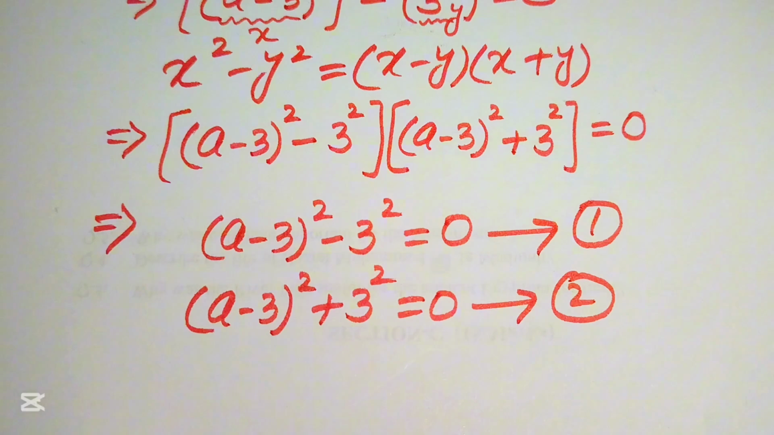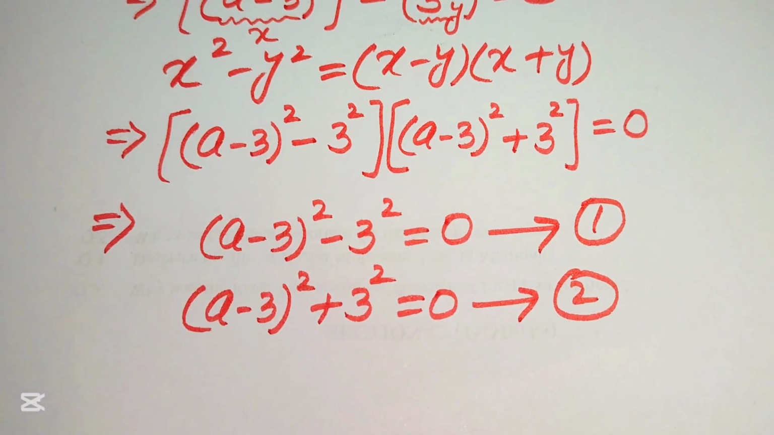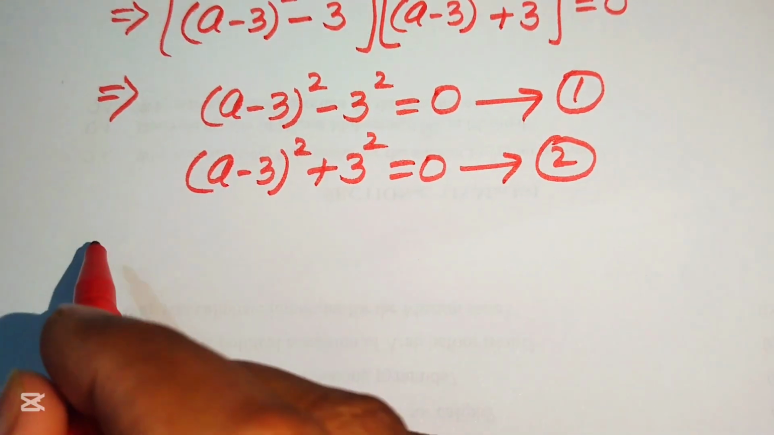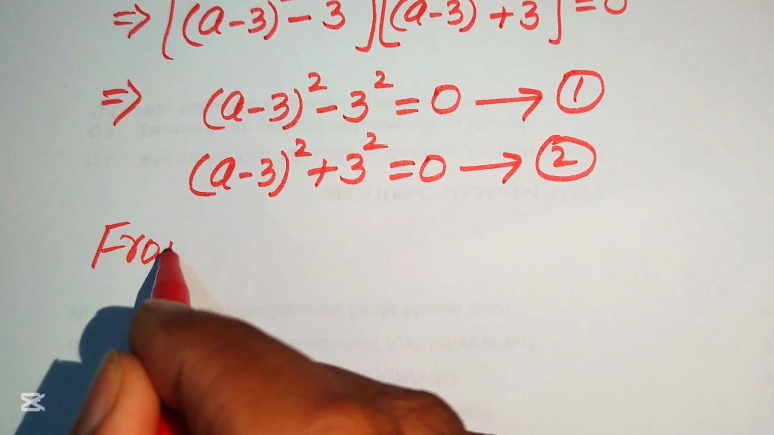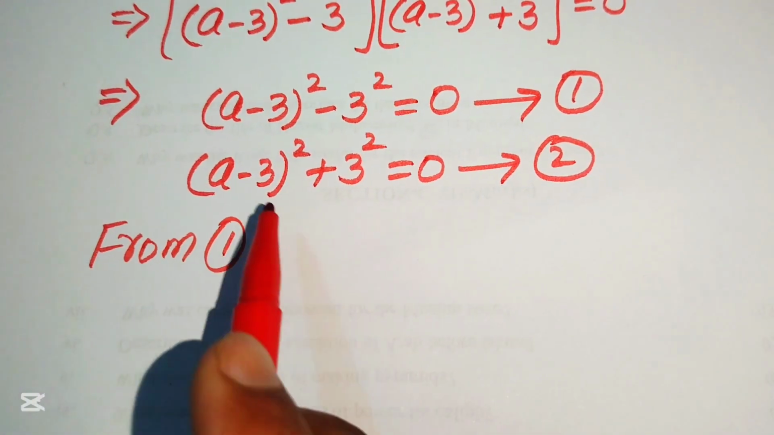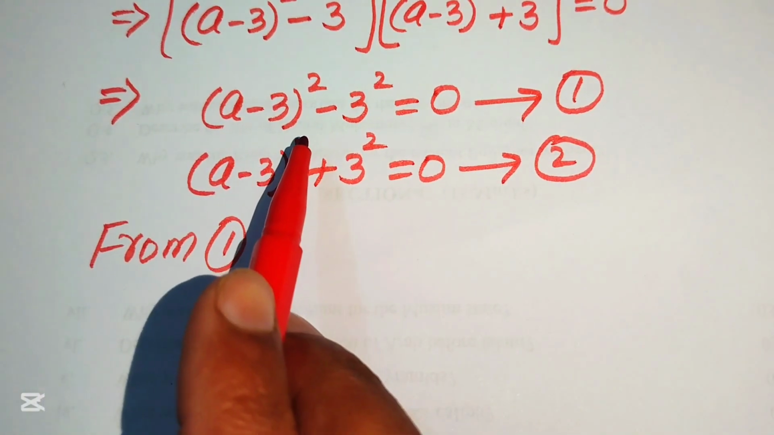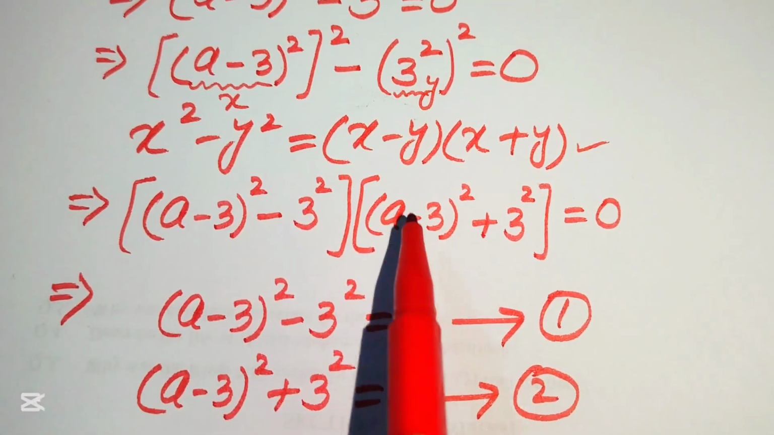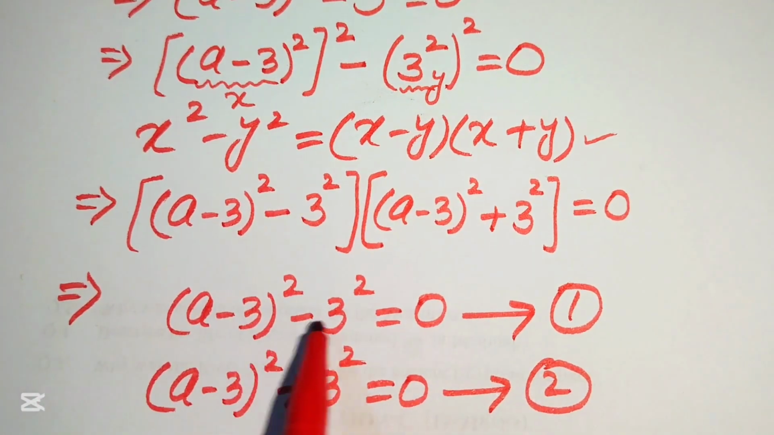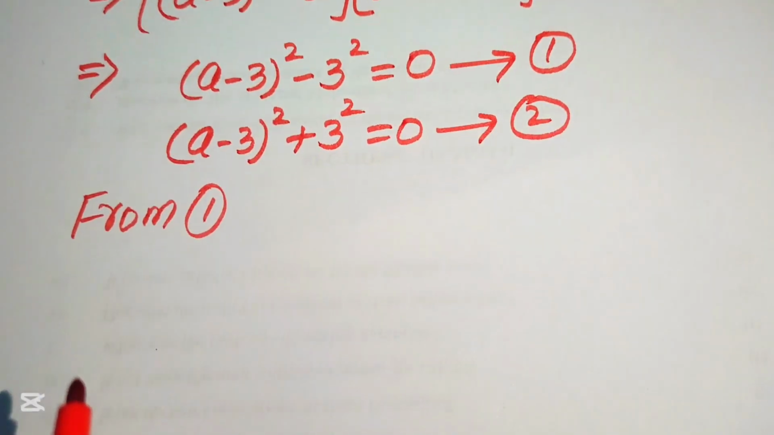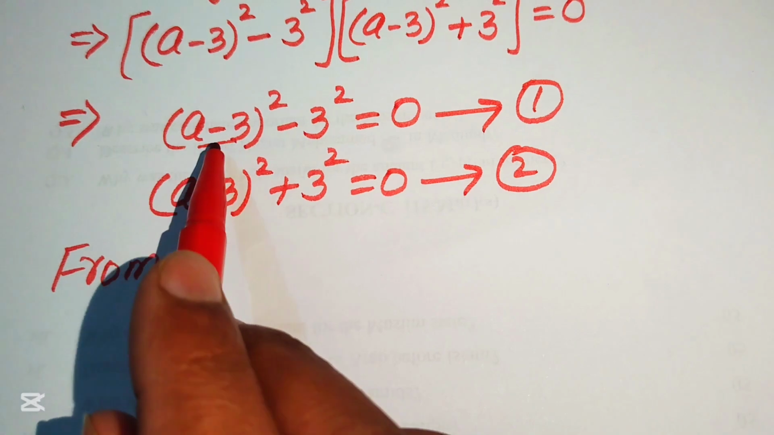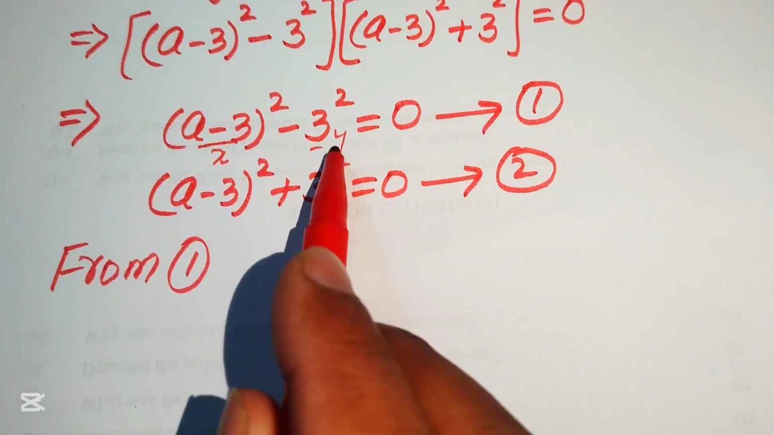In order to find the four roots of the given equation, we need to solve these two equations. First we focus on equation number 1. Here we need to use this algebraic formula, so we can apply this formula to equation number 1, and it is written in this form. Here the value of x is a - 3, and the value of y is 3.